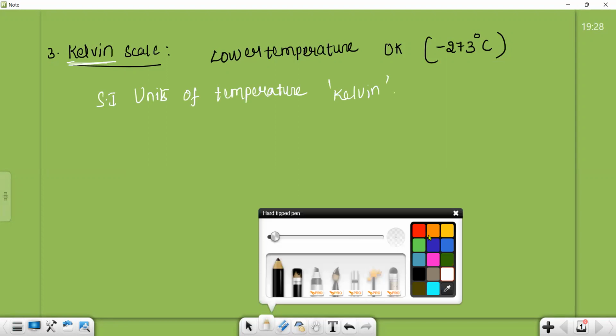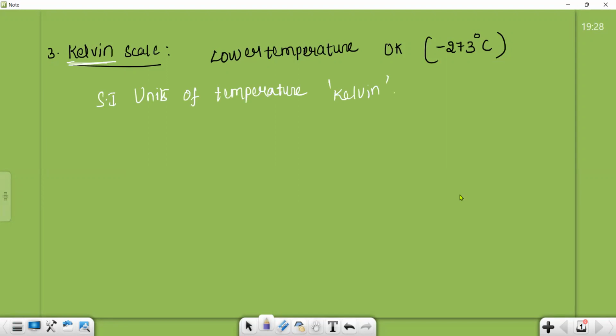In the last class, we discussed the conversions of Celsius to Fahrenheit and Fahrenheit to Celsius. Now, conversion of Celsius to Kelvin. If you want to convert any degree Celsius into Kelvin, what do we have to do? We have to add 273. And for converting Kelvin into Celsius, we subtract 273. So you can substitute based on the value.